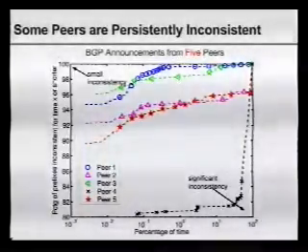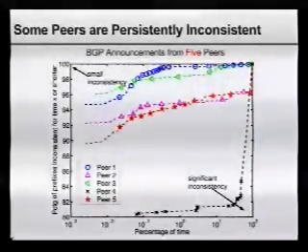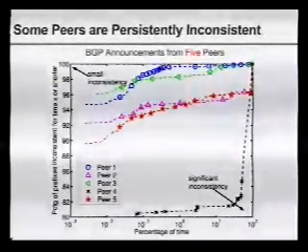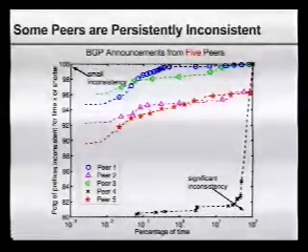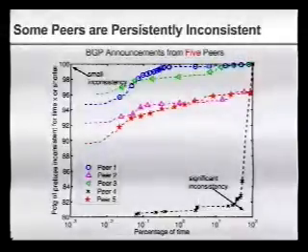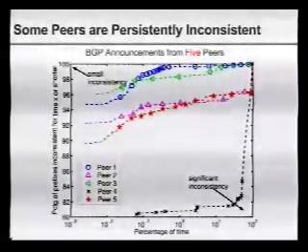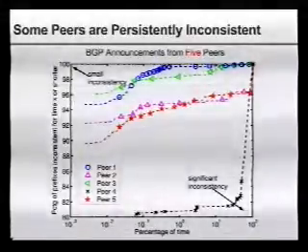Because it looks like about 15% of the prefixes are inconsistent for more than 70% of the trace. That's like 5 days out of 7 days. 15% of these prefixes are inconsistent. That's probably not convergence.